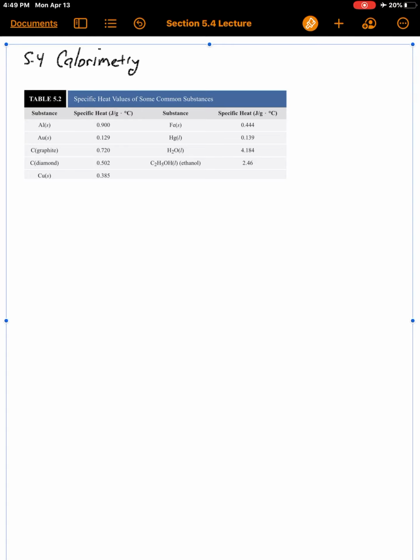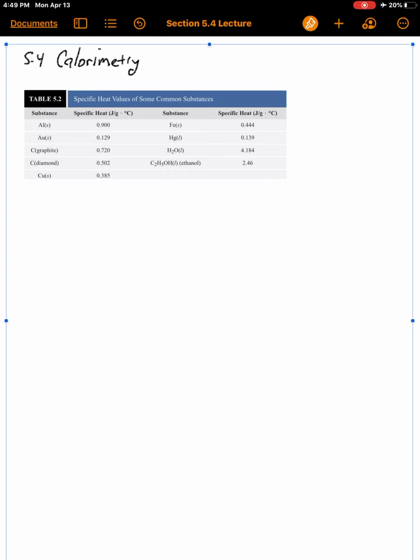And some of these substances are elements. For example, aluminum and gold. The symbol for gold is Au. Graphite, which is a form of carbon. Diamond, which is another form of carbon. Not sure why they picked those materials, but they did. Copper, iron, mercury. Remember, mercury is the one metal that at room temperature is a liquid. And then there's liquid water and liquid ethanol. So those are two compounds.